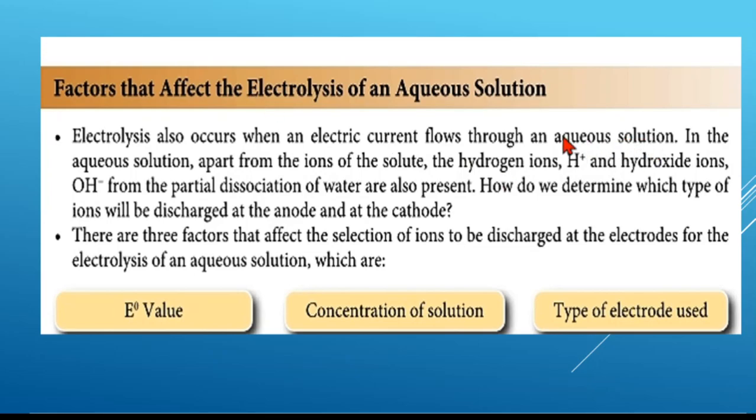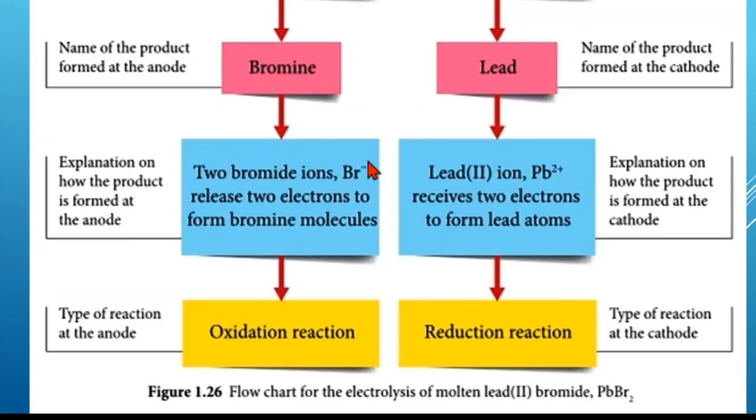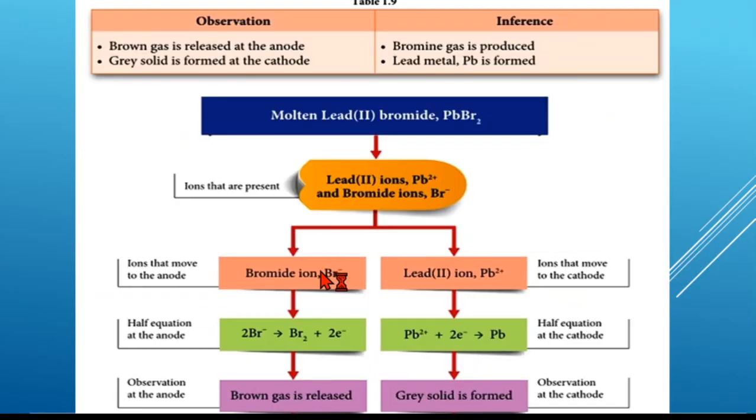Okay? So, kita mesti tahu mana satu yang kita perlu discharge di anode dan di cathode. Maksudnya, mana satu ion yang kita pilih untuk dikembalikan ke pangkal jalan. Faham ah? Apa maksud teacher? Mana satu ion yang kita pilih untuk dikembalikan ke bentuk asal dia lah. Macam tadi, dalam contoh tadi, Br, dia jadi Br2. Pb2 plus, dia jadi Pb.